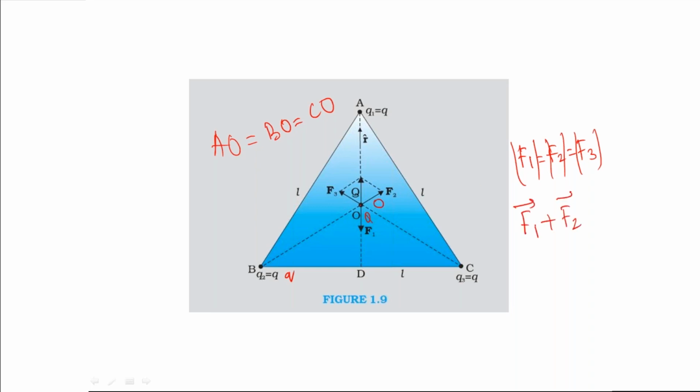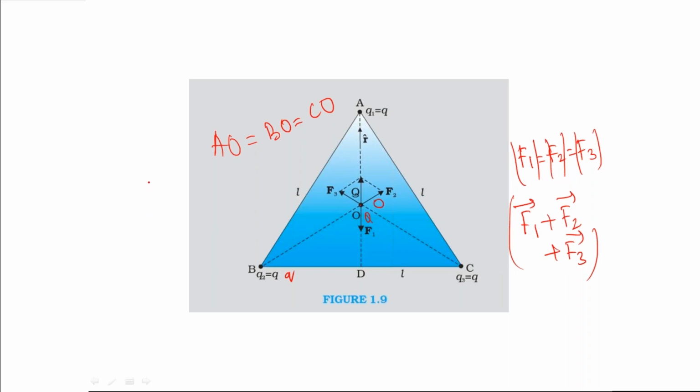Now I have to take the vector sum. That means F1 vector plus F2 vector plus F3 vector. I am applying the superposition law. I have calculated the individual forces, then I am taking the summation of that. Okay, this is all about the superposition principle.